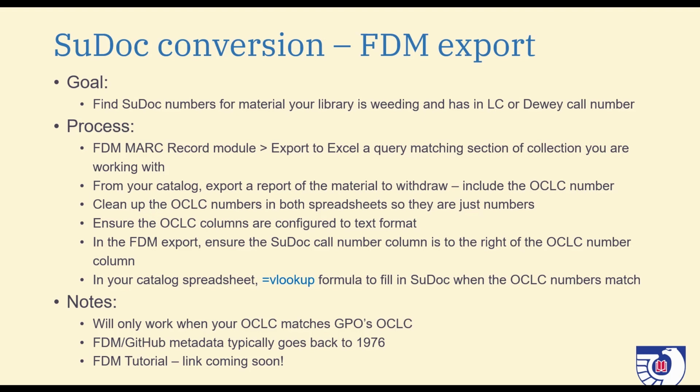Some notes for you to think about is it's only going to work when your OCLC numbers match GPO's OCLC numbers. So if you happen to be working with a collection that predates GPO's catalog records, you're going to have a hard time of it. If you happen to be at a library that made use of any old catalog record out on OCLC, whether it was GPO's or somebody else's, I can only get you the SUDOC call numbers when it's a GPO catalog record. So if you use GPO catalog records consistently, good news, you'll be able to do a match. Keep in mind that FDM and GitHub, the metadata typically goes back to 1976, and I will get you a link to a tutorial. It's coming soon.